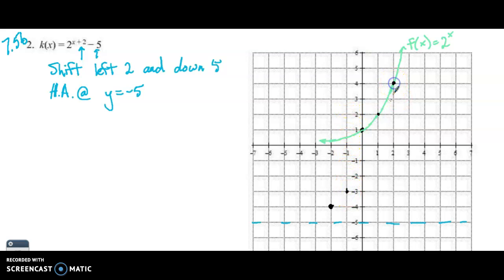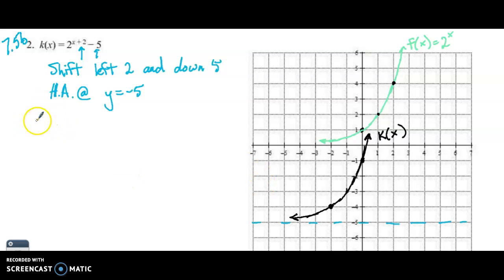This is another point. It's normally at 2, 4, left 2, 1, 2, 3, 4, down 5. And so without showing the table like I showed you in the first video, you can come up with a pretty good answer for the graph of k of x. And you can see that, based off of everything that we've done, it's pretty close.